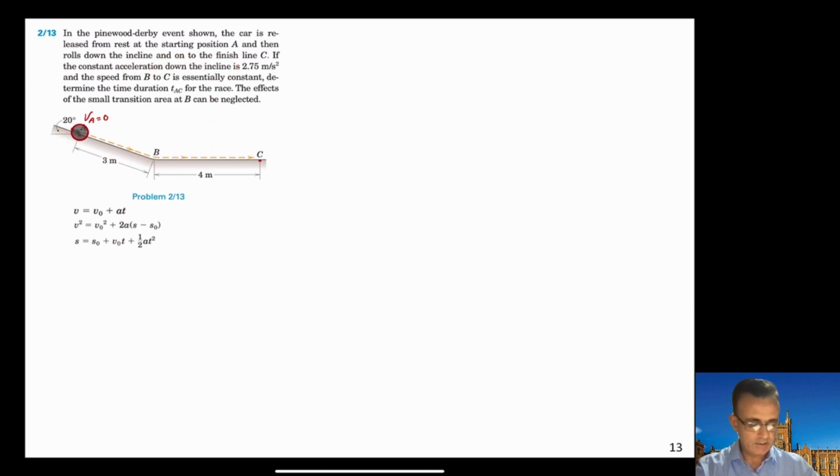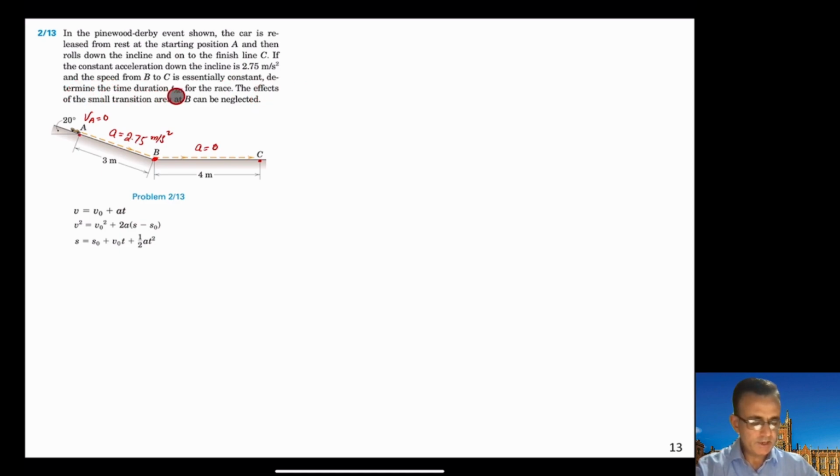So the car is coming here and then going to this location here. The constant acceleration down the incline is 2.75 meter per second squared, so a is constant here. And the speed from B to C is constant. So this means that a is equal to 0, so the acceleration is 0 from B to C.